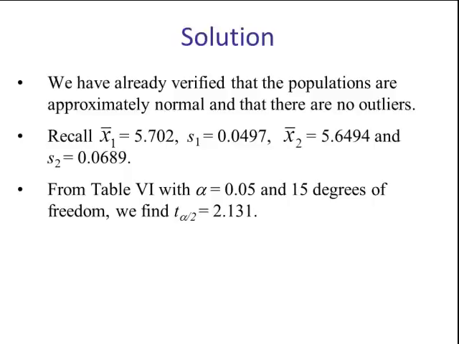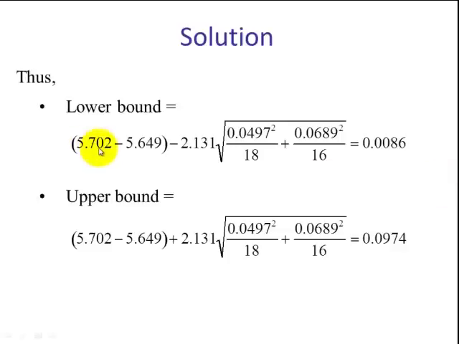If we were doing this by hand from table 6 with an alpha level of 0.05 and 15 degrees of freedom, we get the 15 degrees of freedom because we take the smallest of n minus 1. We see that the table would give us 2.131. Now I suggest we use Minitab and StatCrunch to actually compute the confidence intervals. But by hand, if we take x bar 1 minus x bar 2, plus and minus the t alpha divided by 2 times the standard error, we get 0.0086 for the low end and 0.0974 for the high end.